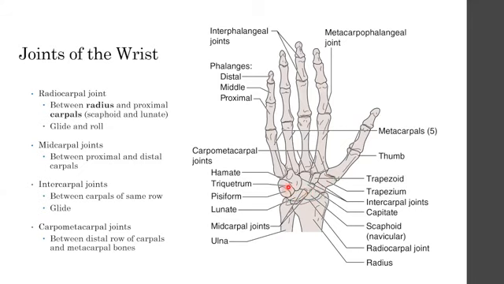All right, we also have our midcarpal joints. This is between the proximal and distal carpal rows. We have our intercarpal joints, which are just the joints between the carpals in the same row. And then we have our carpometacarpal joints, our CMC joints, and this will be between the distal row of our carpals and the metacarpal bones.